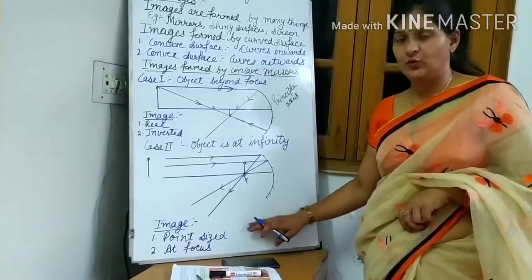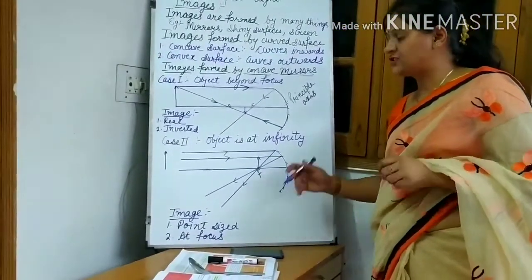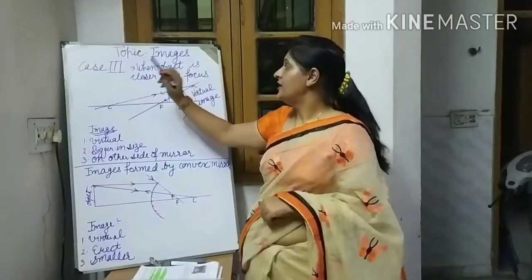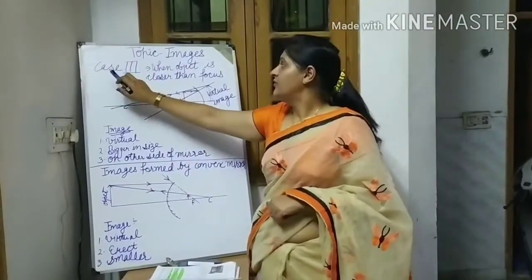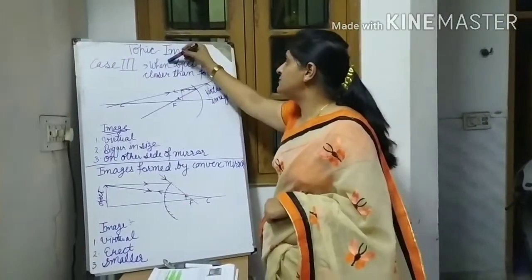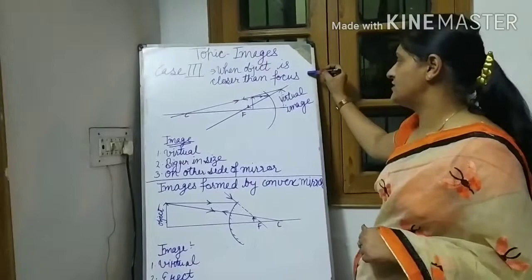These are the second two. Next, now case 3. What is case 3? When the object is closer than the focus.